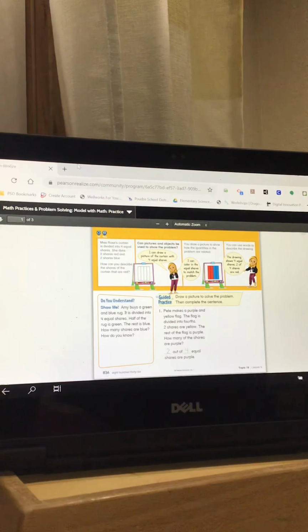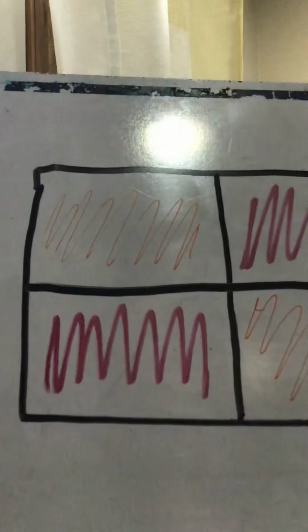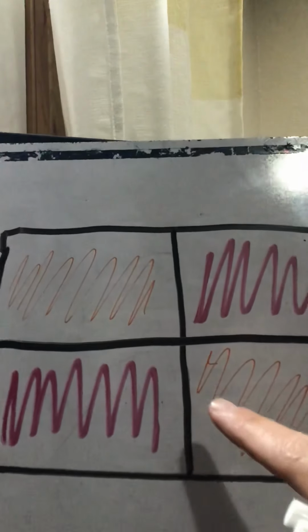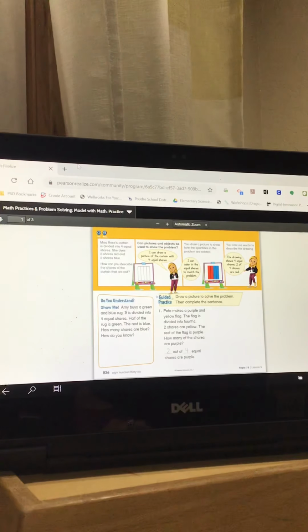So how many of the shares are purple? I can see that. I have 2 shares that are purple. 1 in the corner and 1 in the other corner. 2 shares. So 2 out of how many shares are in all? 1, 2, 3, 4. So there are 4 shares in all, but 2 are purple. So 2 out of 4 equal shares are purple.